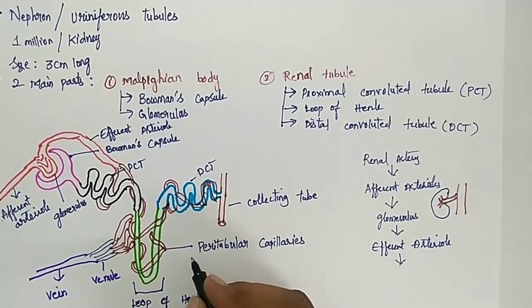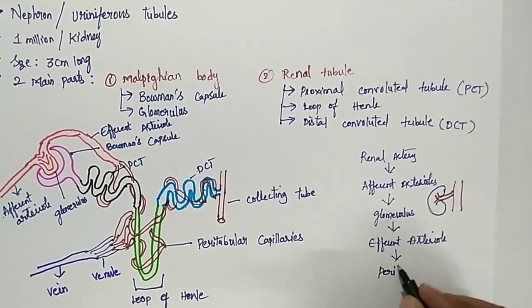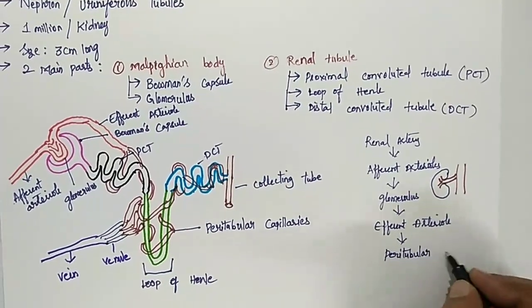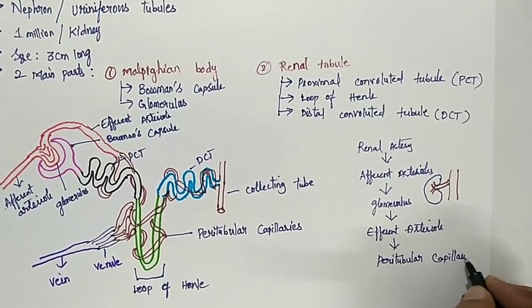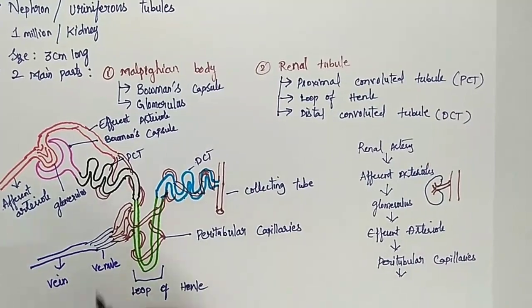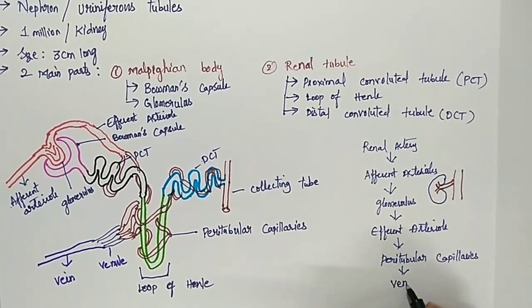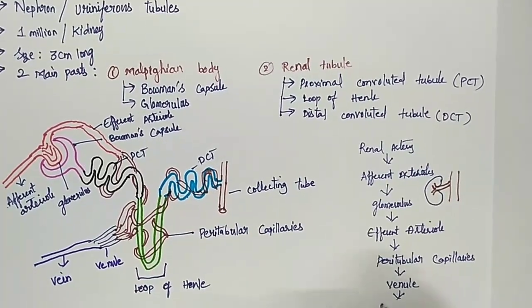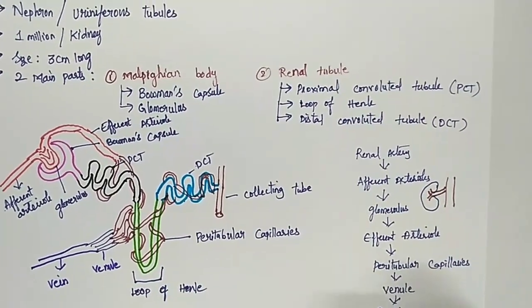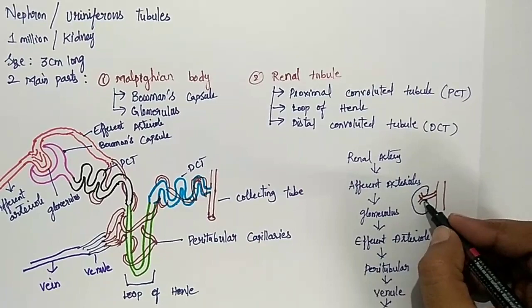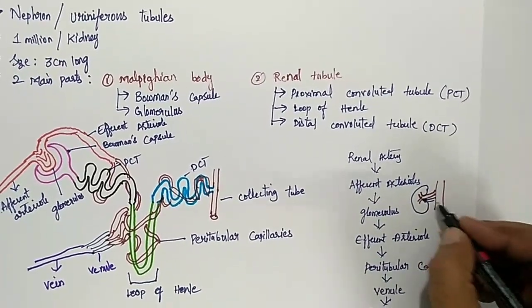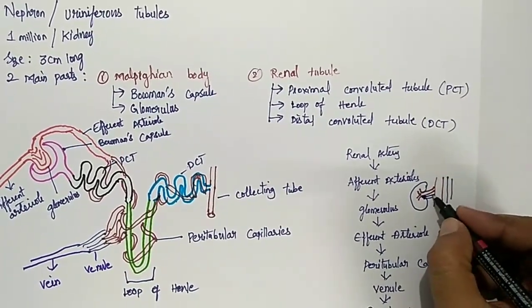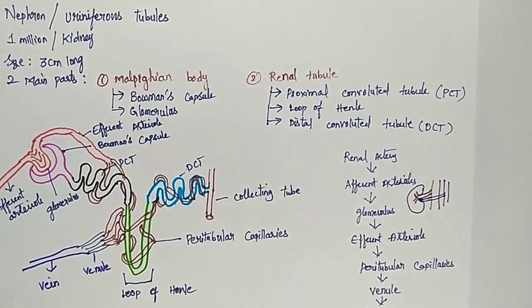So these capillaries are called peritubular capillaries. These peritubular capillaries are again joined to form a venule. This venule finally forms the renal vein, and this renal vein will exit from the kidney. So this is the renal vein.